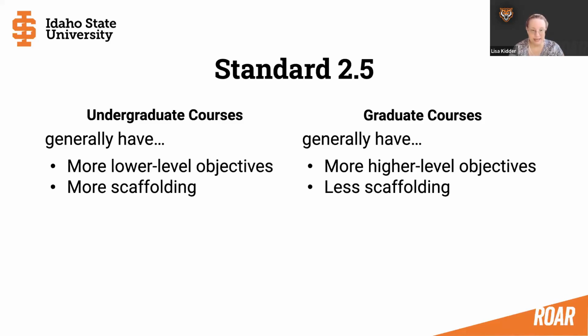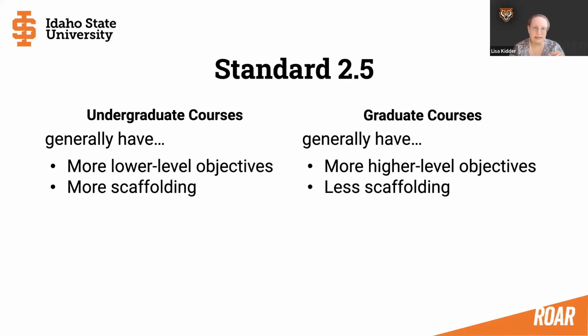It just means that there's more scaffolding put in place. Your graduate courses could also have some lower level objectives, like if it's the first introduction course to a graduate program, your first courses do tend to be more at that lower, cursory level. But there's generally less scaffolding as the students are expected to get up to the higher, deeper levels of learning. So this is one way to look at your course through the lens of 2.5.